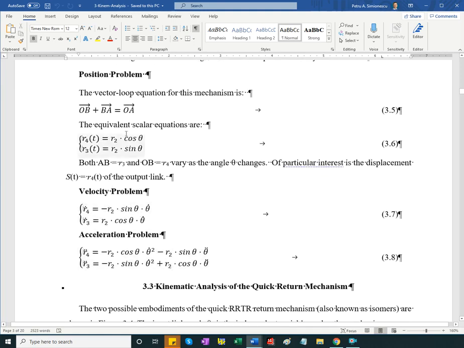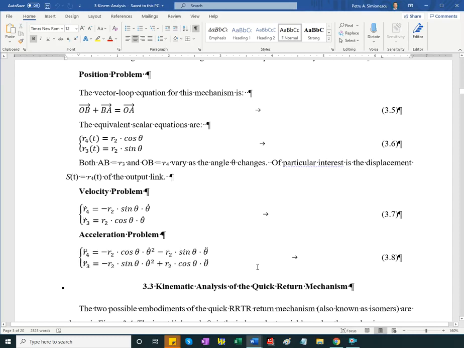And then for velocity, we take the time derivative. R4 is a function of time, and theta is a function of time, so all these have been accounted for. And then for acceleration, take the time derivative of the velocity equations. Of course, we're interested in S dot and S double dot, and they are right here. So S dot would be R4 dot, and S double dot, that is acceleration, would be this one here.